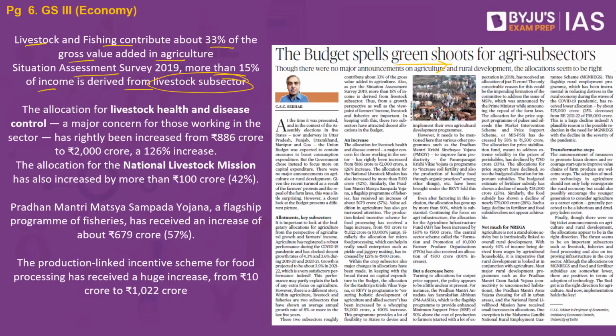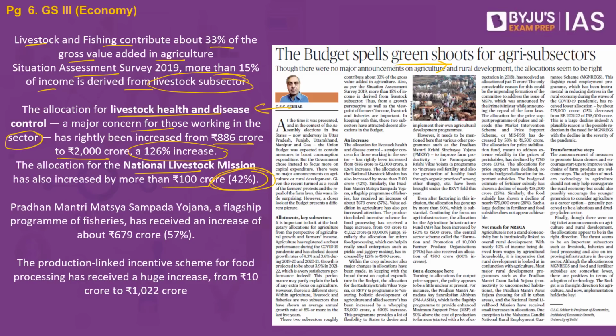How does the author say so? He substantiates the same with the help of statistics. The allocation for livestock health and disease control, which happens to be a major concern for those working in this particular sector, has been increased from 886 crores to about 2000 crores, which is a rise of 126%. So there is an improvement in the livestock sector. The allocation for the National Livestock Mission has also increased by more than 100 crores, which is up by 42%.